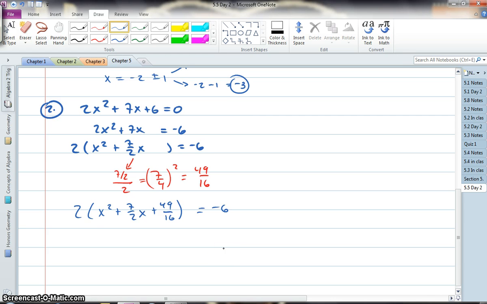Now, what are you adding to the other side? Well, we got 49/16, but we have a 2 out here. So we're multiplying by 2. So 49/16 times 2 is 98/16, which then reduces to 49/8. So that's what you're adding over here.